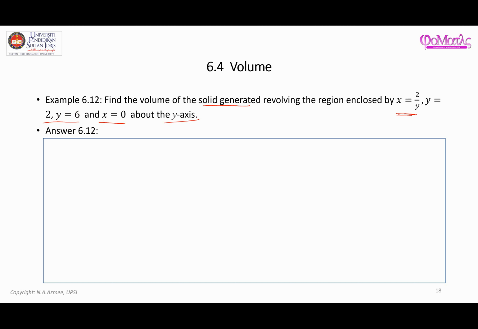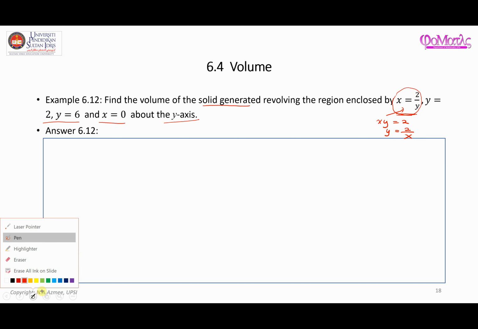Okay, so first of all, I think we need to visualize how this looks. If it is comfortable to you, you can think of it as xy is equal to 2, and therefore y is equal to 2 over x. I'm sure that you'll be able to recognize the shape once you have expressed this equation in this manner. So the shape is going to look like this.